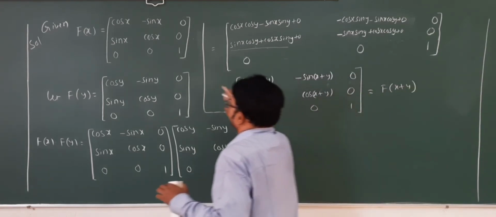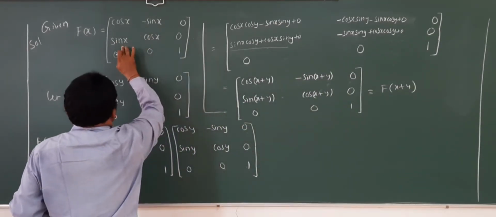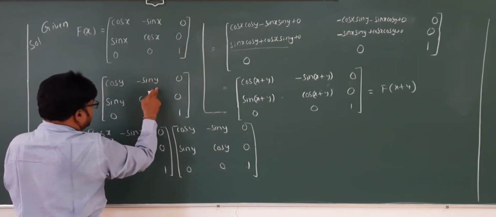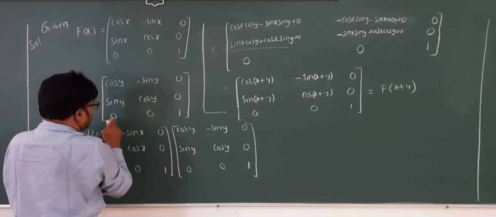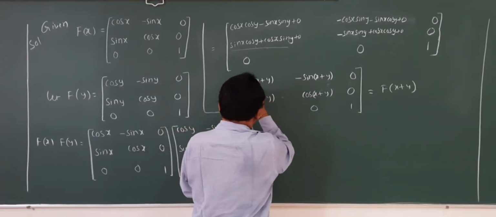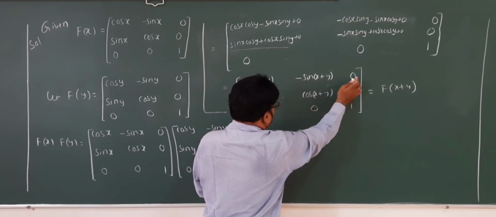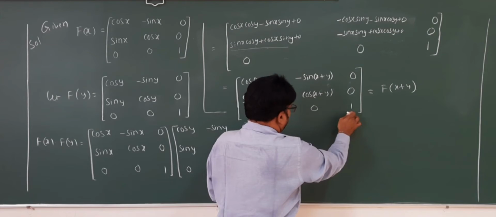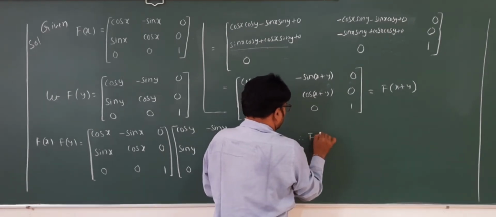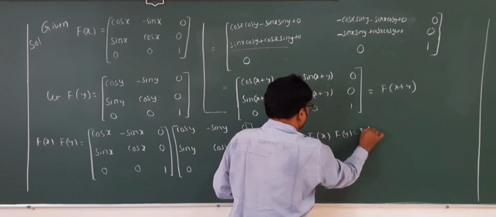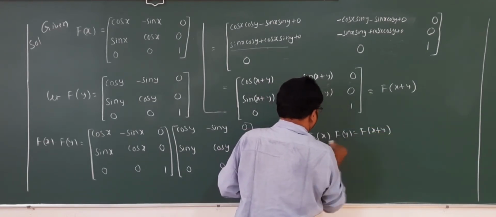Why? Because f of x is cos x, minus sin x, 0; sin x, cos x, 0; 0, 0, 1. If you take f of y, it is cos y, minus sin y, 0; sin y, cos y, 0; 0, 0, 1. Then here we get f of x into f of y as cos of x plus y, minus sin of x plus y, 0; sin of x plus y, cos of x plus y, 0; 0, 0, 1. Therefore f of x into f of y equal to f of x plus y.